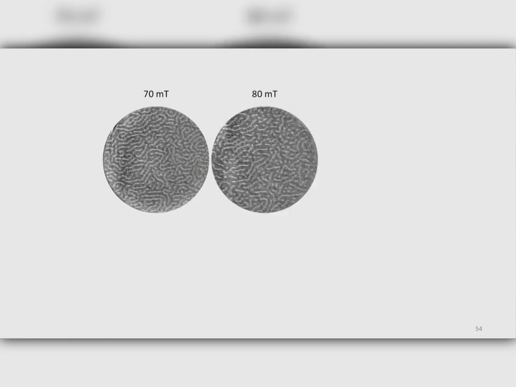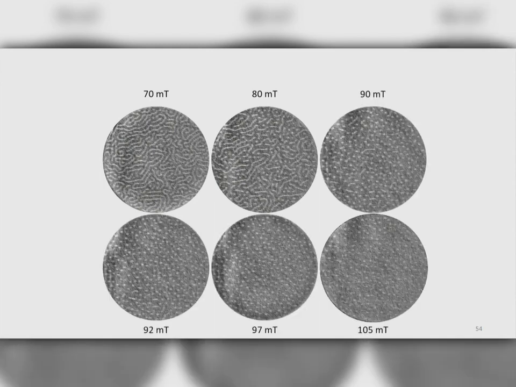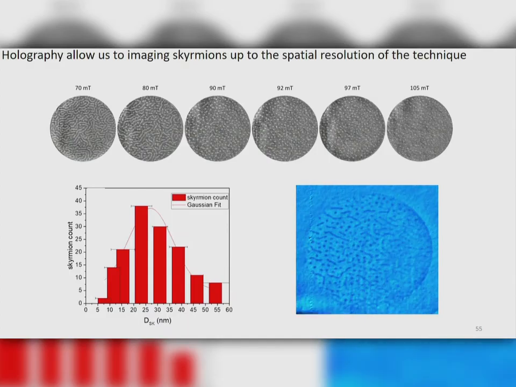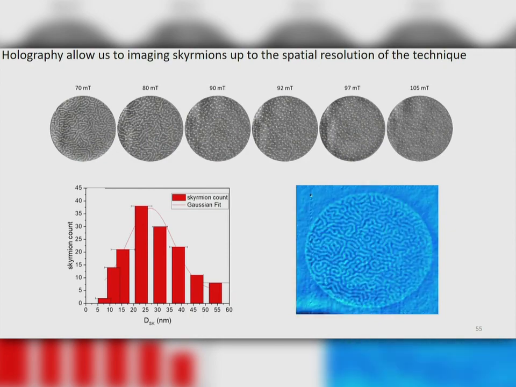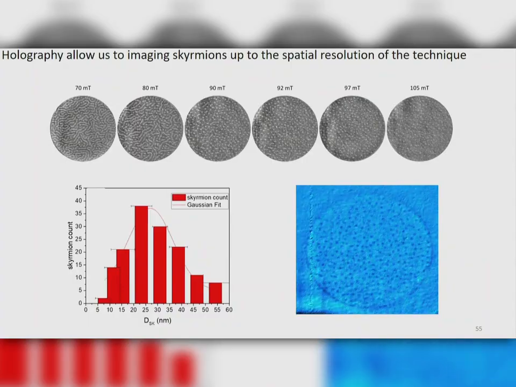And because we are working not with MFM and we can apply field straight away, we can go to very, very small skyrmions like this, which when we analyze it are just at the limit of the resolution of our technique, which is 20 to 25 nanometers. So it's a very good technique for this.